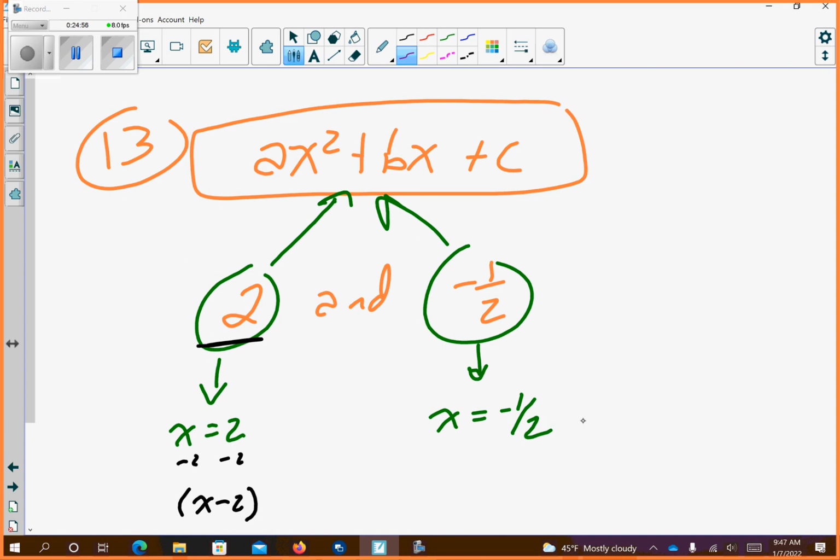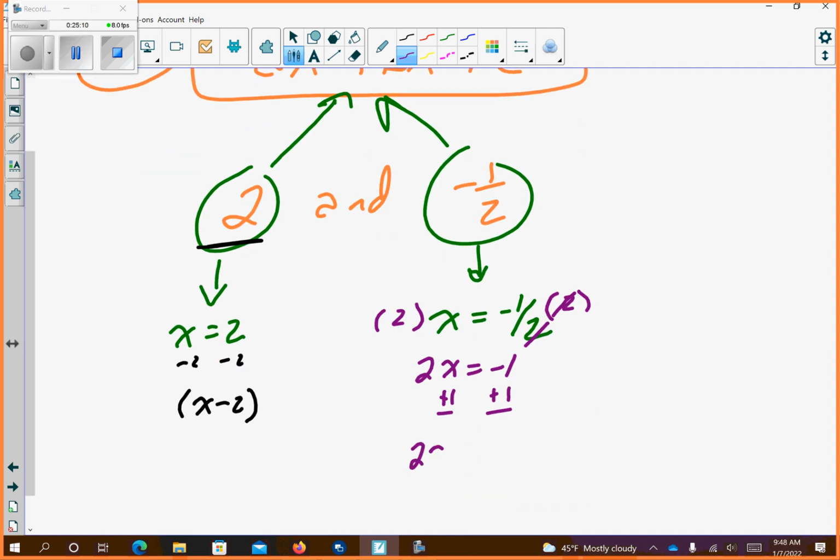This one, I want to clear the fraction first. So I'm going to multiply both sides by 2. When I do that, those cancel. So then I get 2x equals negative 1. I add 1 to both sides. So that gives me 2x plus 1. This is the binomial that goes along with this. Okay? So let me pause. Are there any questions on what I just did up there?